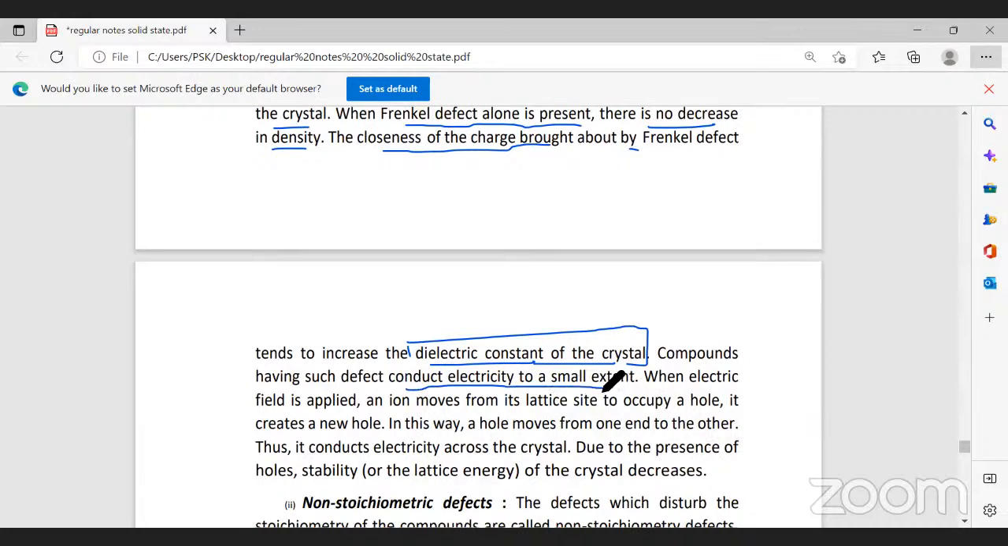So consequences: Schottky defect, density decreases. Frenkel defect, density remains the same. And due to these defects, there will be electrical conductance to a smaller extent. When an electric field is applied, ions move from their original lattice sites to occupy the hole. It creates a new hole. In this way, holes move from one end to the other. Thus, it conducts electricity across the crystal due to the presence of holes. Stability of the crystal decreases.